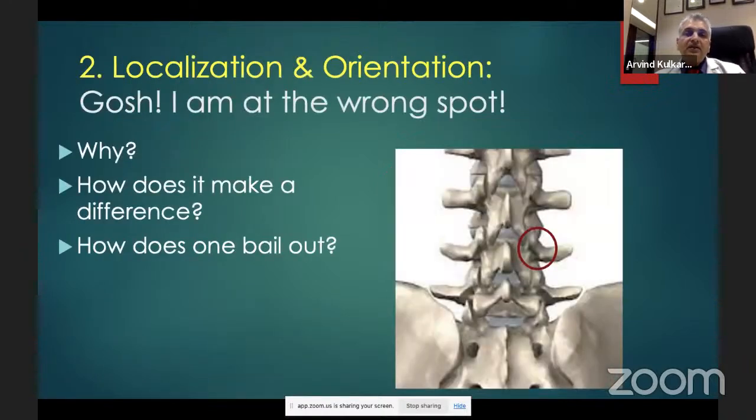Now coming to localization and orientation. This is the key of minimal access surgery, because we don't expose the spine. So it is very important that we have our landmarks right. We land at the right side when we need to operate. So why does this happen? This happens with loss, when you don't have skills, when you're not trained well, these kind of situations occur, and it has a learning curve to learn these skills.